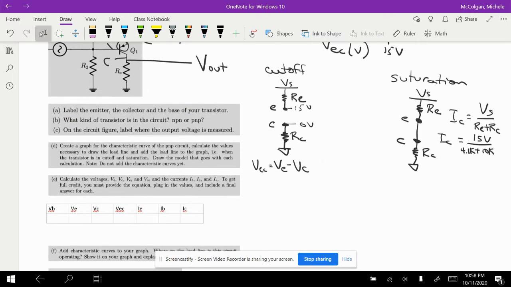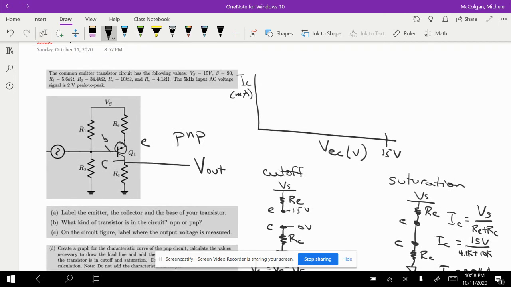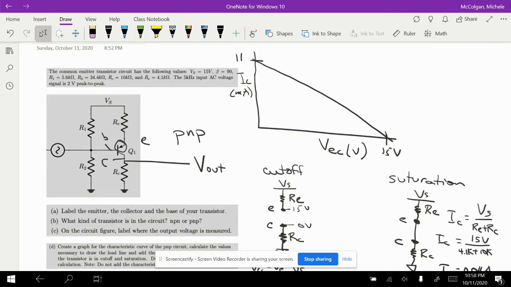So my IC here is equal to 0.011 amps or 11 milliamps. So up here, let's make this a little higher and say this is 11 milliamps. And so I'm just going to draw this line here, right? And that's the load line. So those provide the limits of where my circuit can operate, and it depends on my Re, emitter resistor and collector resistor together. They provide the limits for where my circuit can operate.